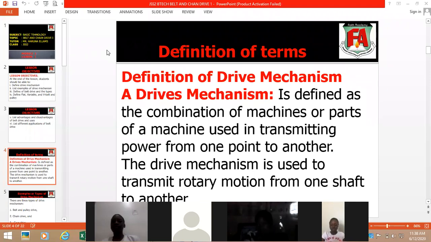Is that clear? A drive mechanism, according to the definition, is used majorly for transmitting power from one point to another. Just note the keyword there. The keyword is that it is used for transmitting power from one point to another. That is the major keyword.